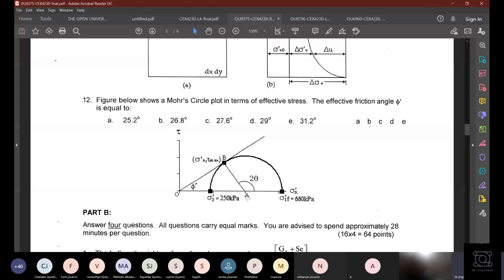So answer is option 1, if I'm right. Sine inverse 205 divided by 455. Oh no, option 2nd one, 26.8 degrees, right? So option B.